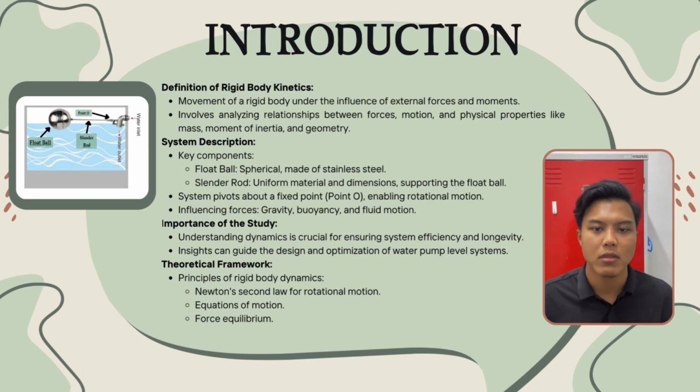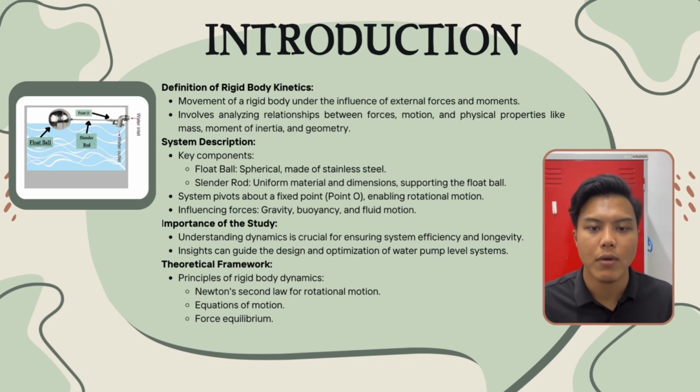This case study aims to analyze the movement and mechanical stability of a float ball used as a water level control valve. What you can see in the picture is the system of the water pump level. The study focused on the main component, namely the float ball and the cylinder rod that supports it. The float ball in this system is assumed to be spherical, made of stainless steel and connected to a cylinder rod of uniform material and dimensions.